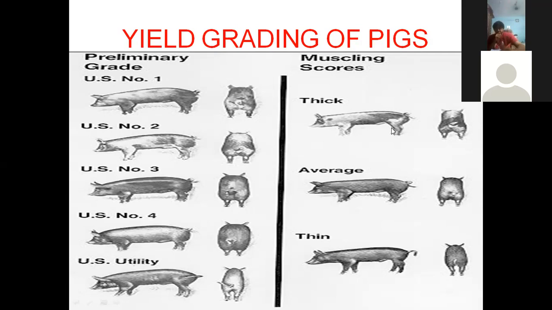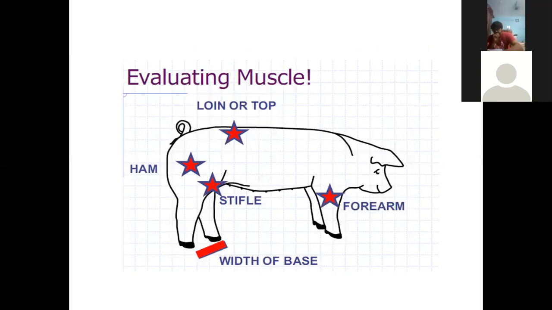So for the muscling scores, generally we go with thick, average and thin. Most of the pigs that we get in Indian markets are mostly the average type. So these are the certain things that we have to look into.